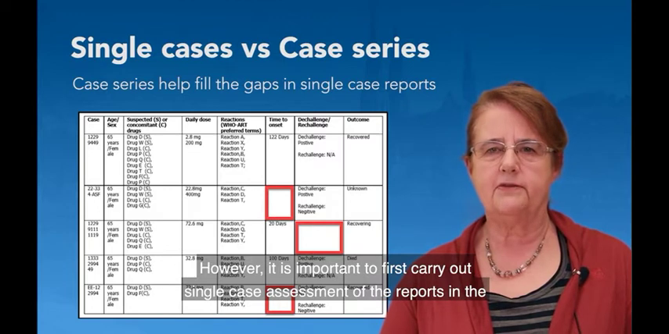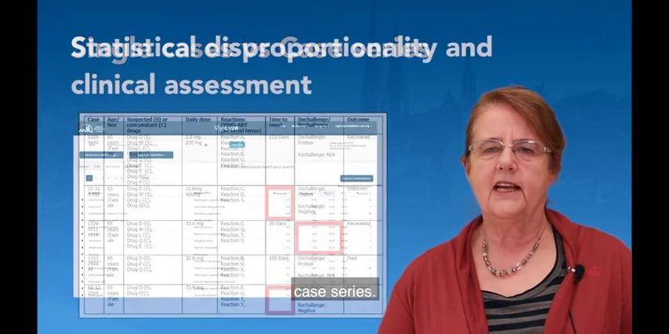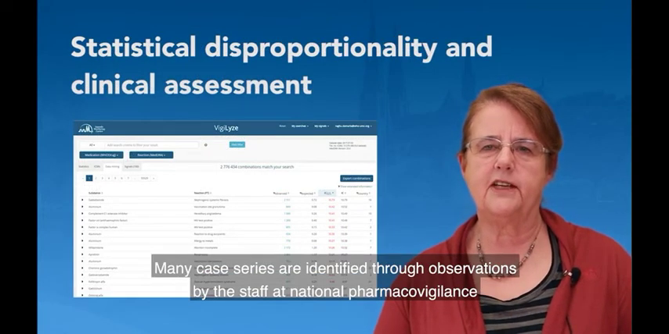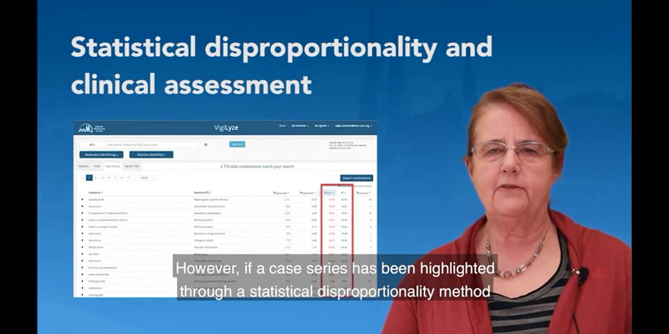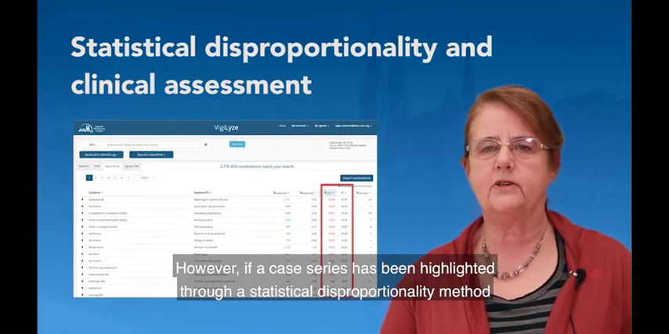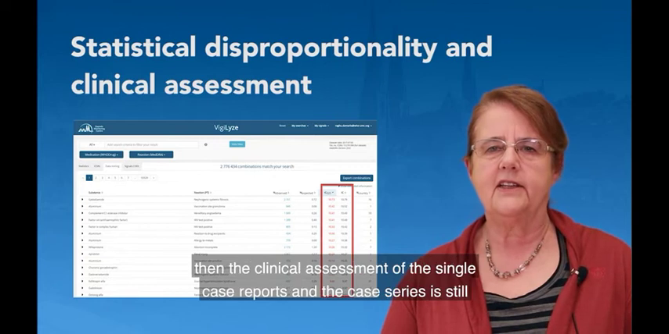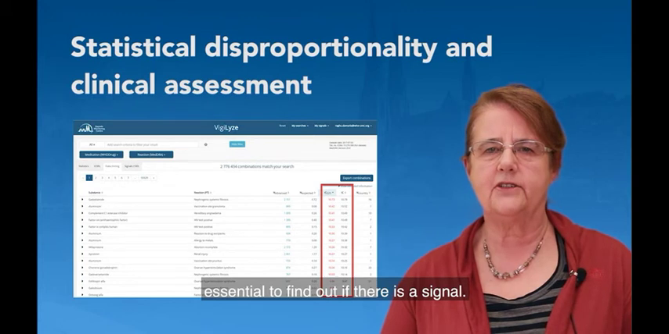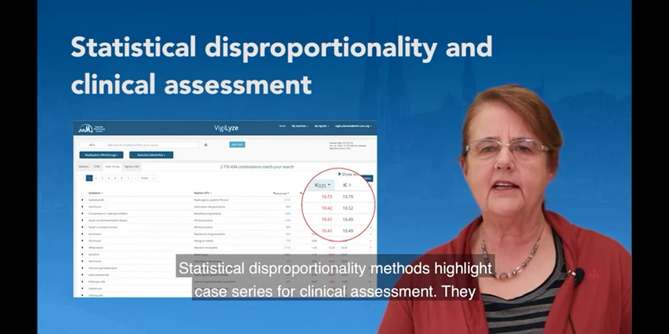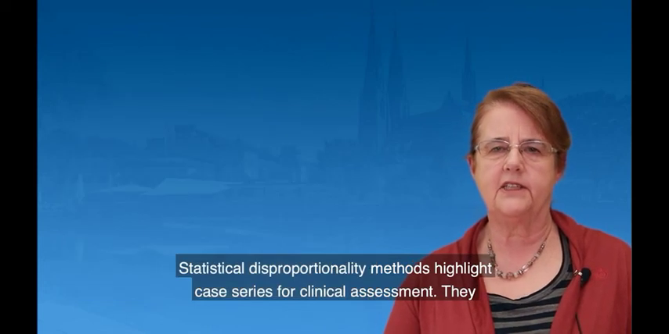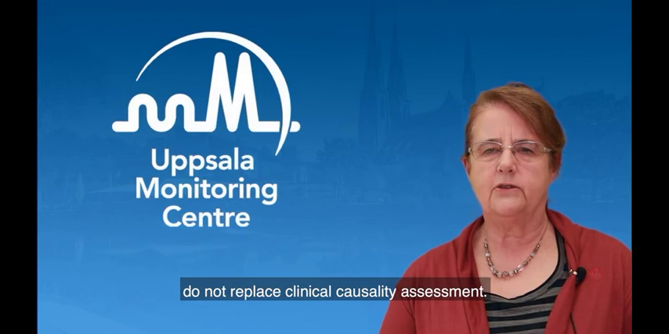However, it is important to first carry out single case assessment of the reports in the case series. Many case series are identified through observations by the staff at National Pharmacovigilance Centres as they process reports, especially in smaller centres. However, if a case series has been highlighted through a statistical disproportionality method, then the clinical assessment of the single case reports and the case series is still essential to find out if there is a signal. Statistical disproportionality methods highlight case series for clinical assessment. They do not replace clinical causality assessment.